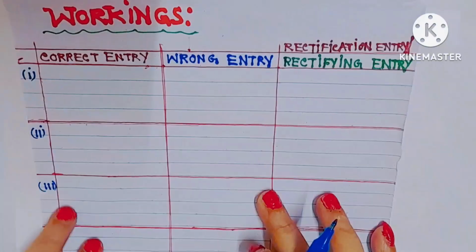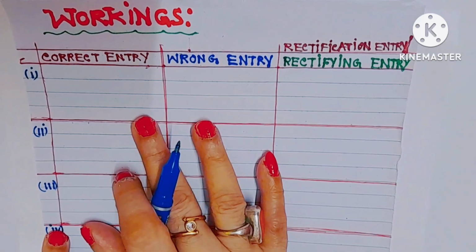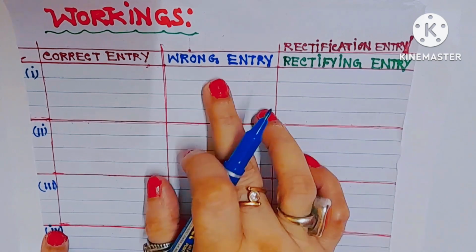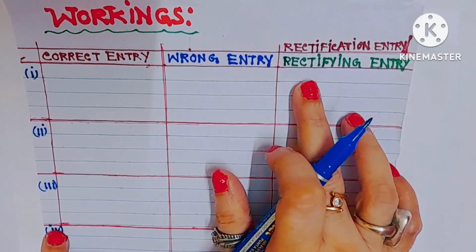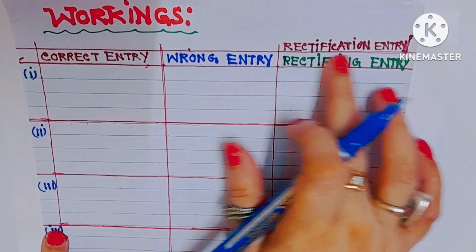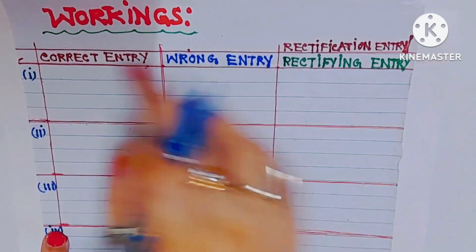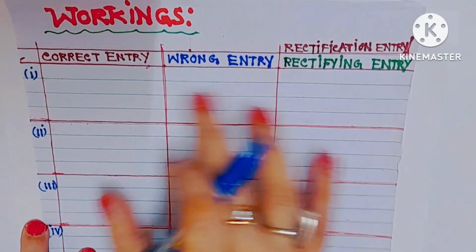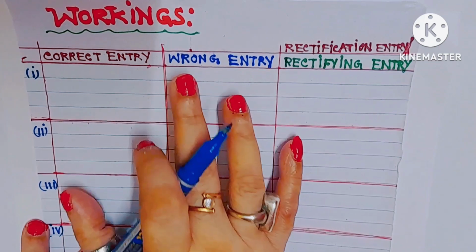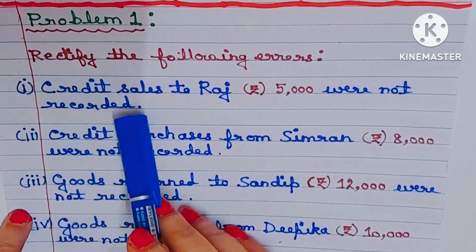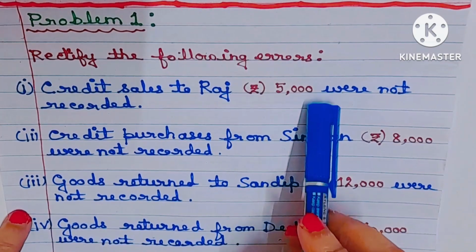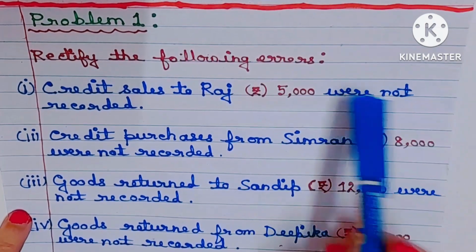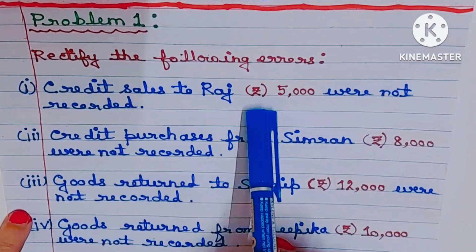So let's do it. So in the workings, you have to draw 3 columns. First one is correct entry, second one is wrong entry, and the third one is rectifying entry or rectification entry. Okay, so this is the workings. First of all, we have to do it in the workings. Now let's write the correct entry. Let's go through the problem again. So the first transaction is credit sales to Raj rupees 5000. So this is the correct part. Don't go further. We'll stop here. So credit sales to Raj rupees 5000.